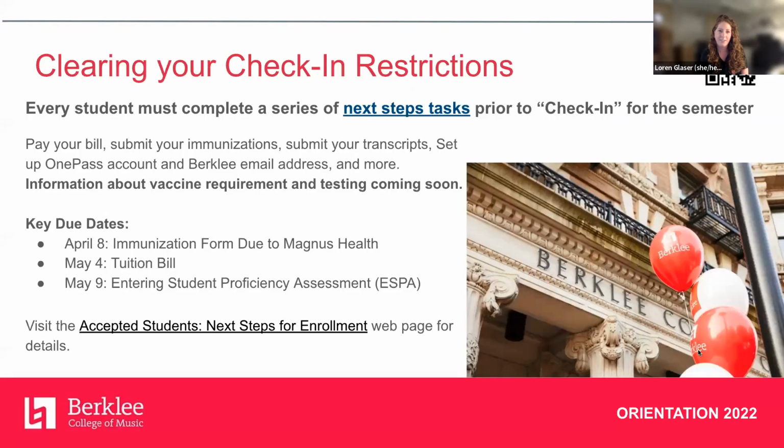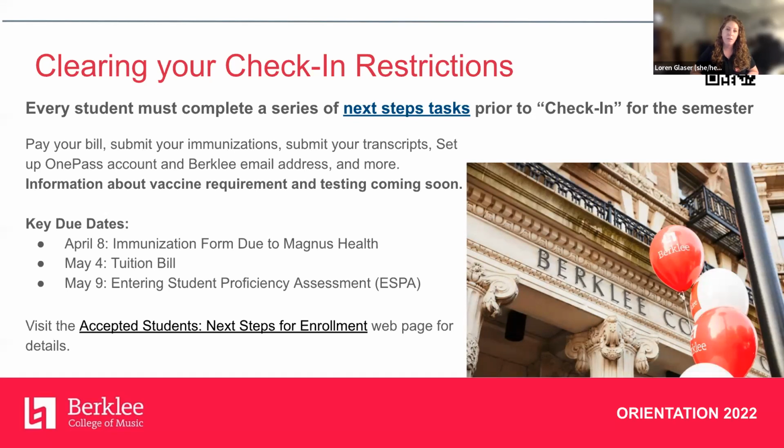Go to the next slide. Great. So what students should be working on right now is clearing what we call your check-in restrictions. There is a next steps task list for all students to be working on before orientation begins. These are really things that you should be taking care of before you even arrive for orientation week, because we want, when you're here during orientation, to be able to join in on orientation week activities and start meeting friends and building those connections.